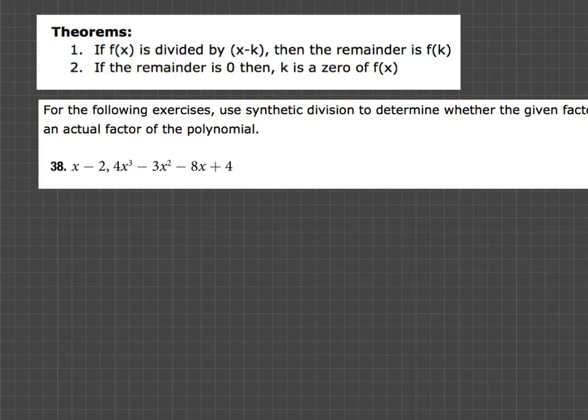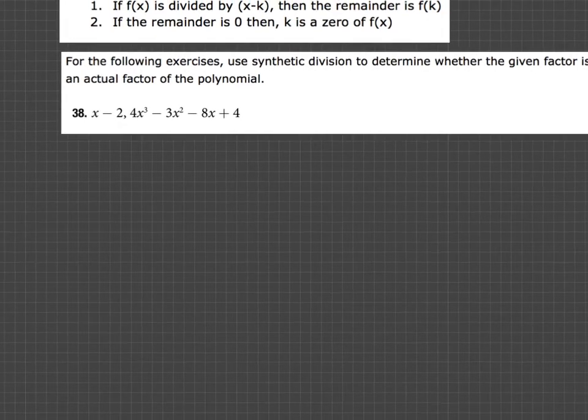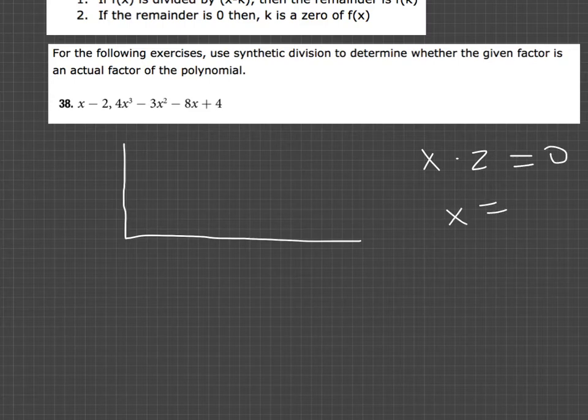All right, so we're going to apply that to the following exercises. We're going to use synthetic division to determine if the given factor is an actual factor of the polynomial. Okay, so the number 38 there, that's the exercise number in the textbook for this section. Okay, so we do the setup for the synthetic division. There's our little half rectangle, and the 0 that comes from x minus 2, right? If we were to set that equal to 0, we would get x equal to 2. So 2 is what goes right here.